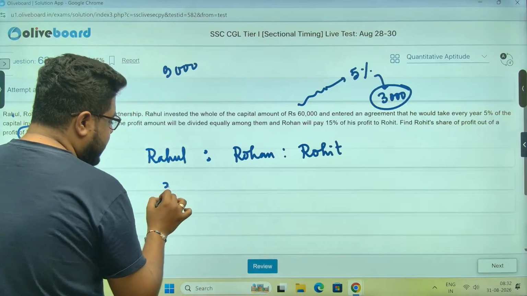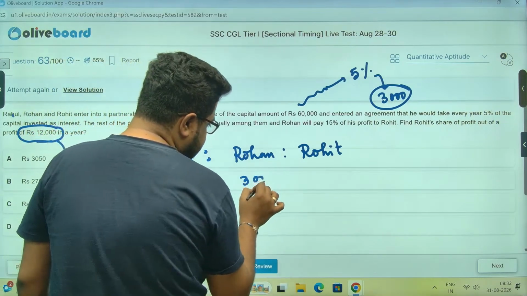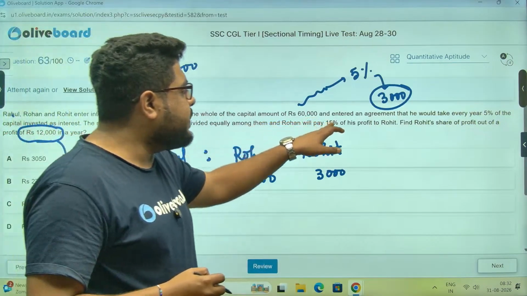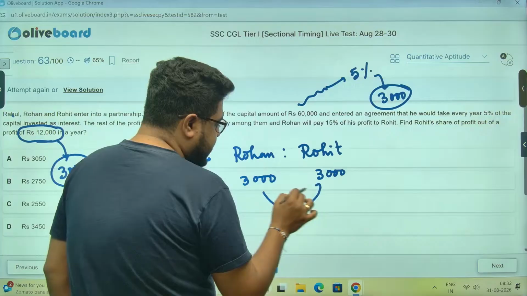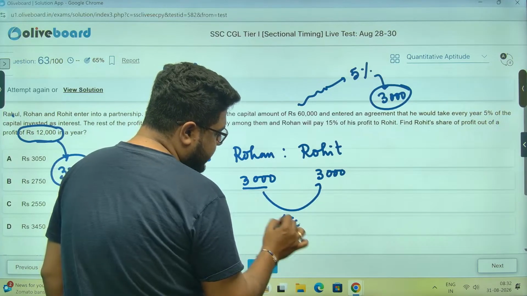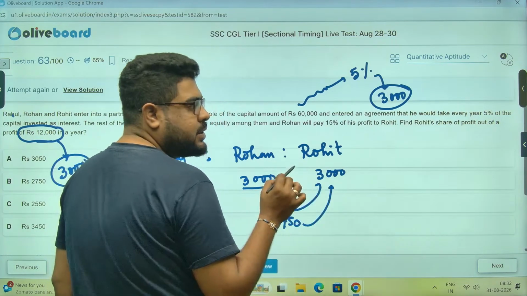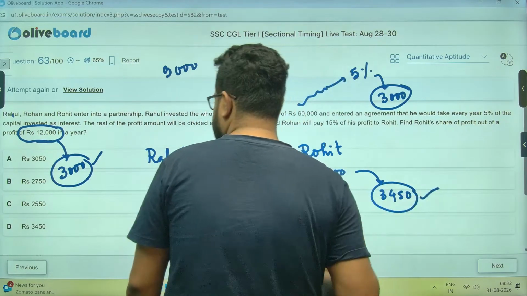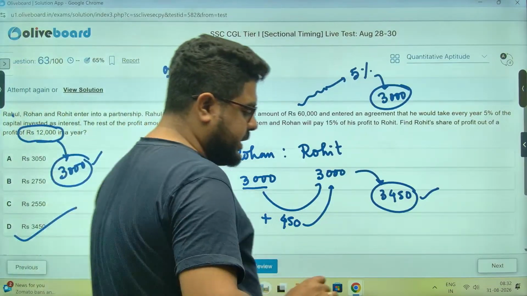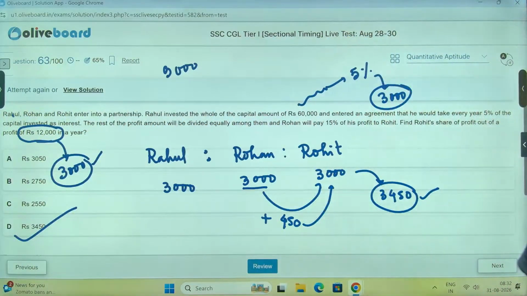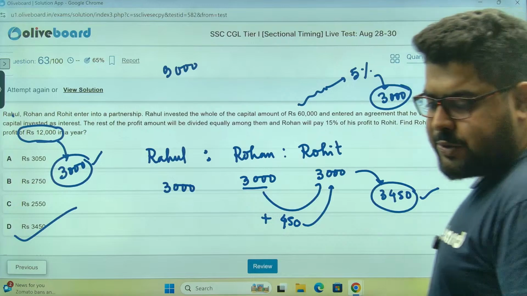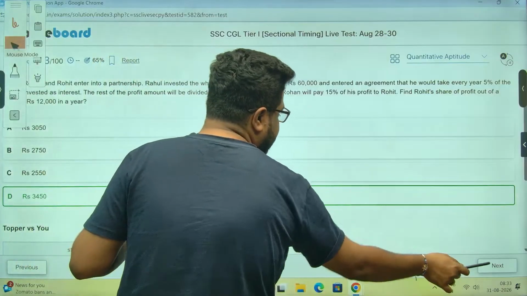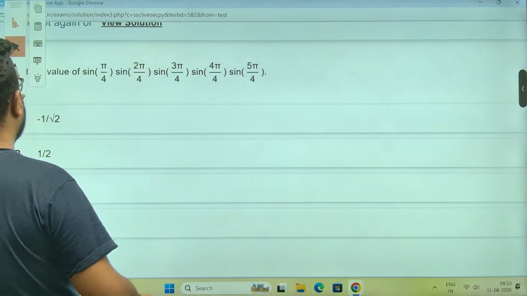That will be divided equally, meaning each and every one will get 3,000 each. Now, Rohan will pay 15% of his profit to Rohit. So 10% is 300, 15% is 450. He will pay this back to this. So Rohit will get 3,450. That was your question. That's your answer. 3450. Again, option number D. Again, today many answers are option D. Clear, everyone? You just needed to go with whatever story they had given you. Nothing very fancy here.